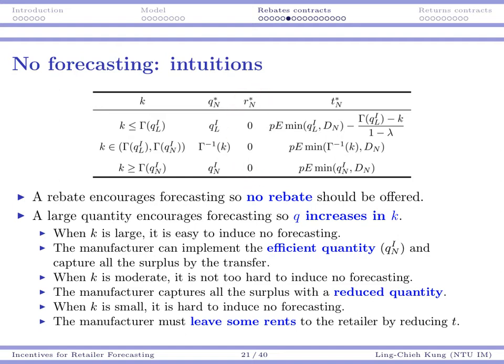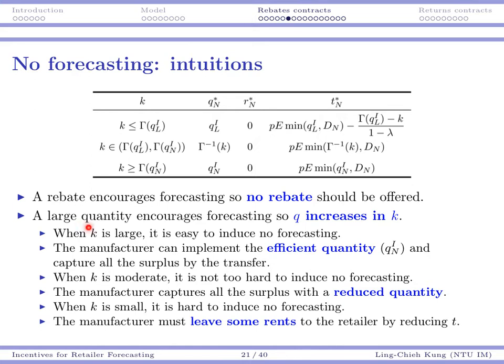This is somewhat very obvious. As a manufacturer, I want to induce no forecasting. As long as I give a positive number to the rebate bonus, the retailer will get more incentive to do forecasting. And I am giving myself a hard time. So if I want that guy not to do forecasting, I should offer no rebate. So that's reasonable.